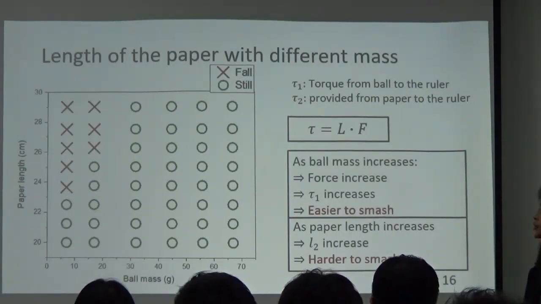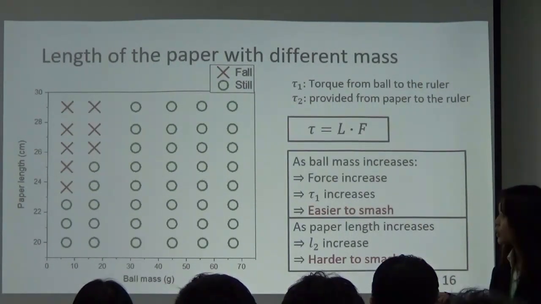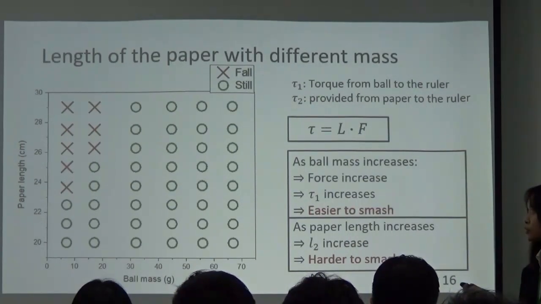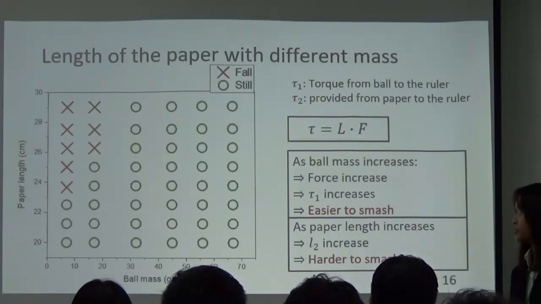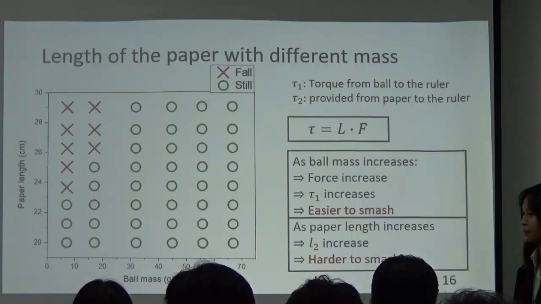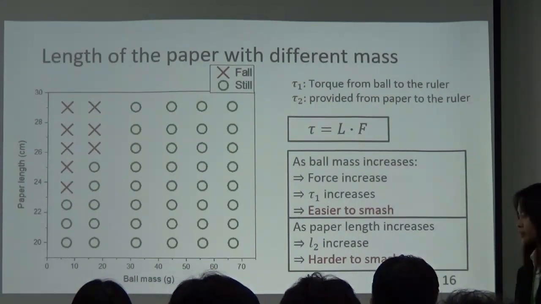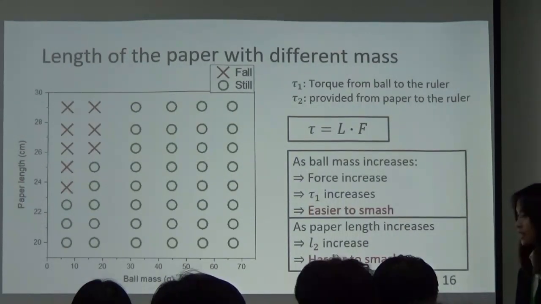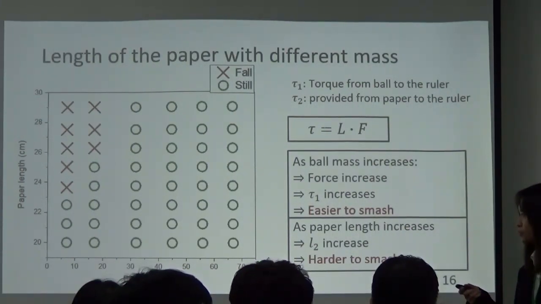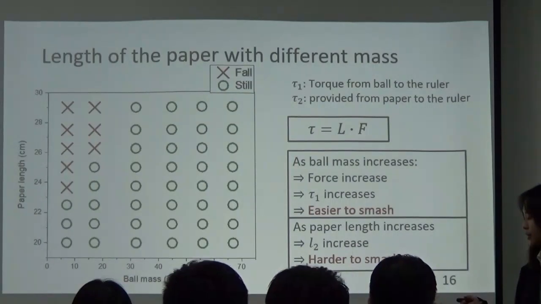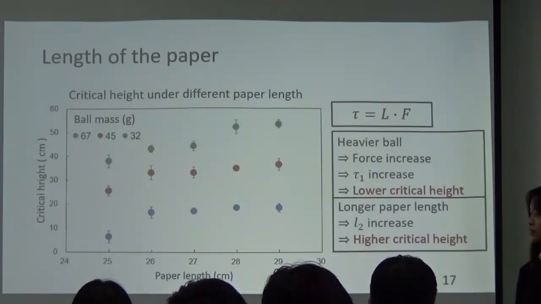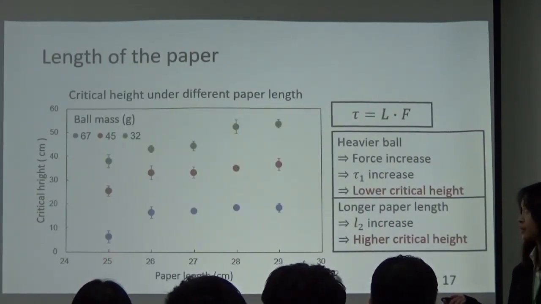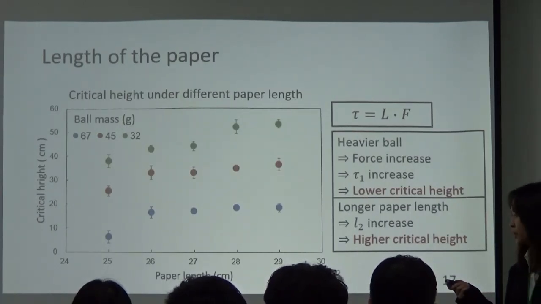And this is a chart to show if the ball mass and the paper length change, whether the ruler still remains on the table or not. When the ball mass increases, it means that the force it provides to the ruler increases, so it will be easier to smash down. But when the paper length increases, it means that the torque provided to the ruler increases, so it will be harder to smash.